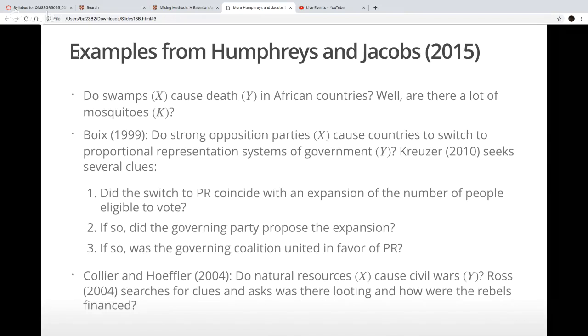So questions about this example on the rise of proportional representation systems?